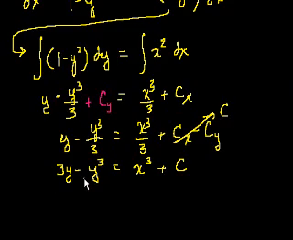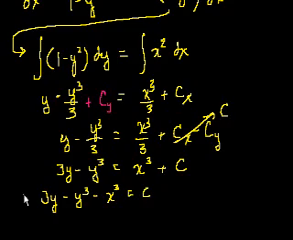Although it's in implicit form right now, and it's fairly hard to get it out of implicit form. We could put the c on one side, so the solution could be 3y minus y to the third minus x to the third is equal to c. Some people might like that a little bit better, but that's the solution.